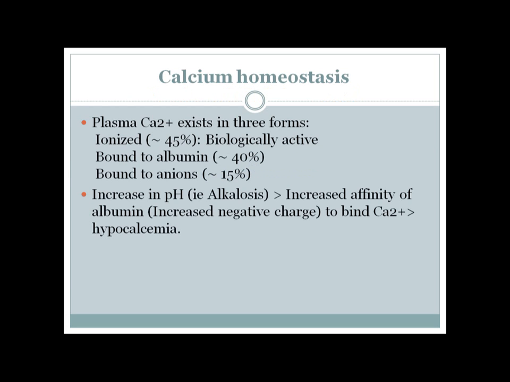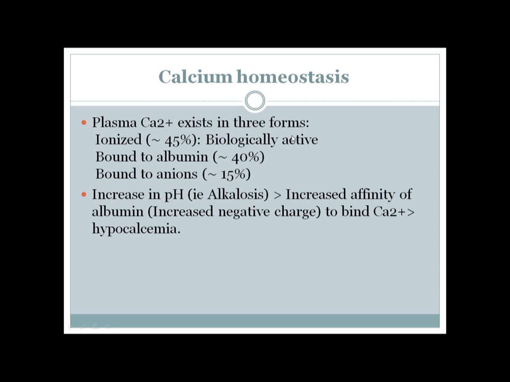So let's first start with calcium homeostasis. As you might know, plasma calcium exists in three forms, and among those three forms, the ionized form is the major portion, which is biologically active. Some calcium is bound to albumin, about 40%, which is non-ionized, and some is bound to anions, which is also non-ionized.